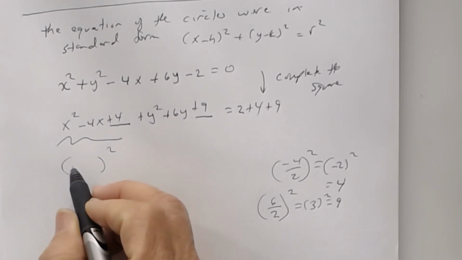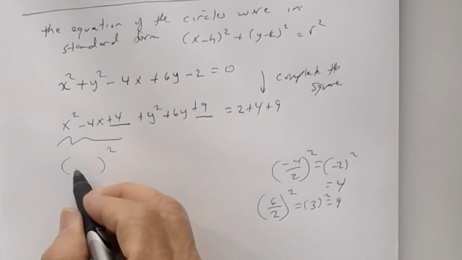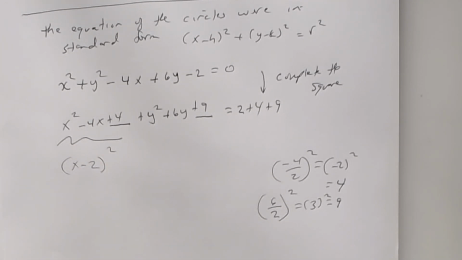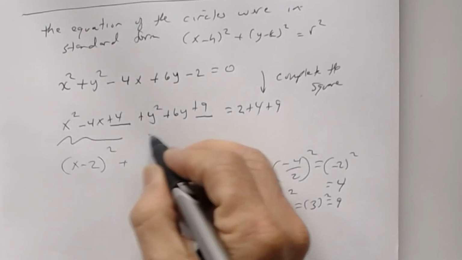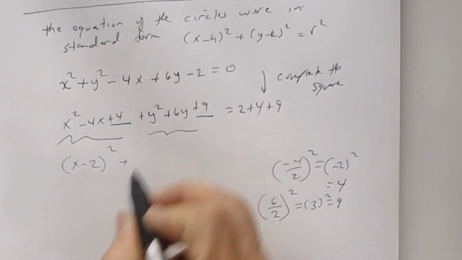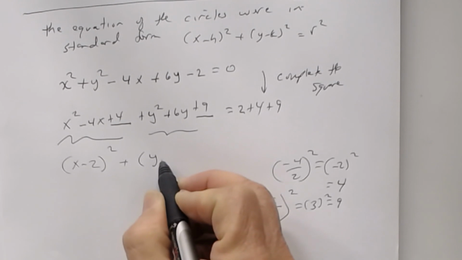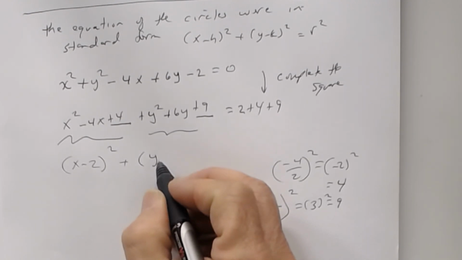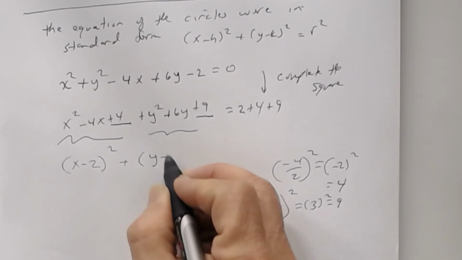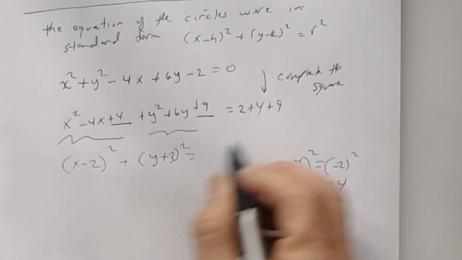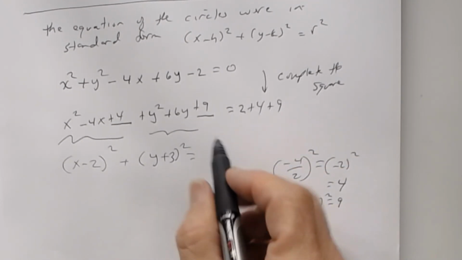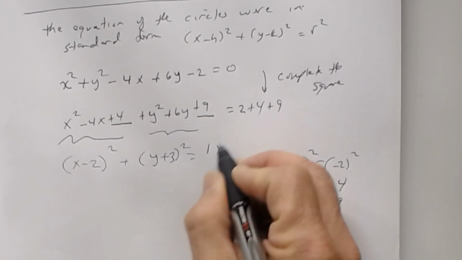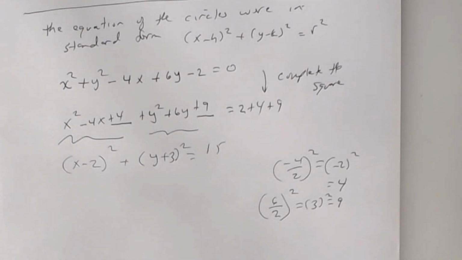It's x - 2, squared. Plus, this should now be a perfect square trinomial too. How do you factor that? I don't see an x, I see a y. (y + 3)². Equal, and what do those 3 things add to? 15. Now you can tell me the center of this circle.